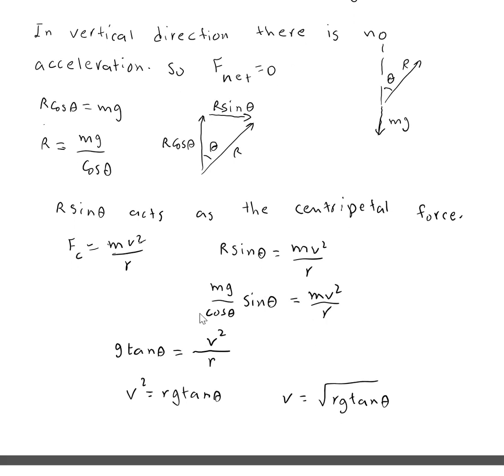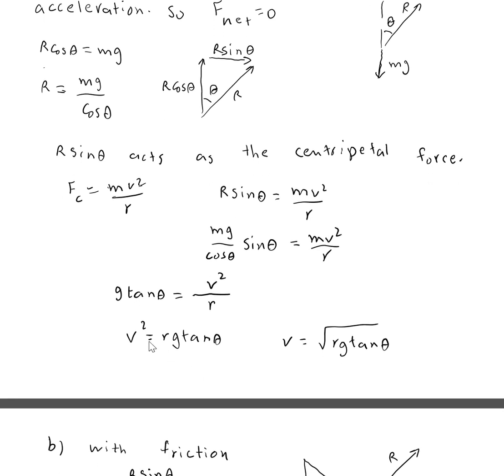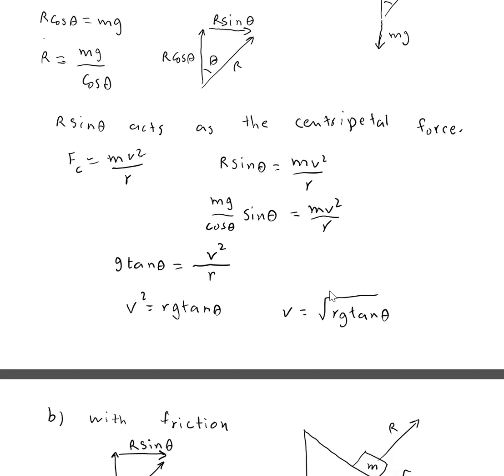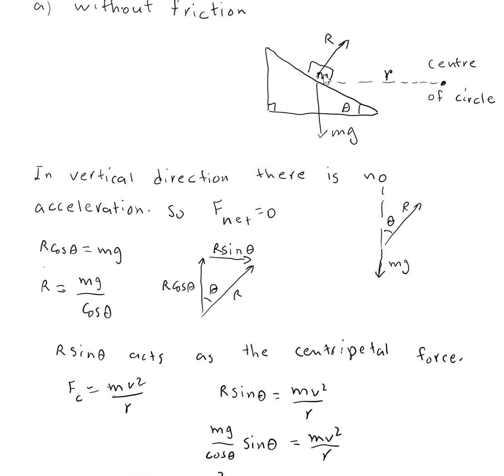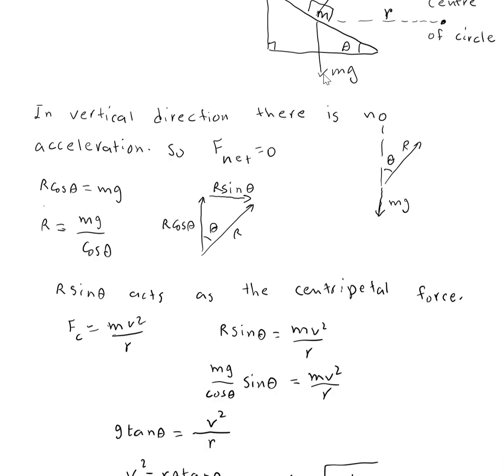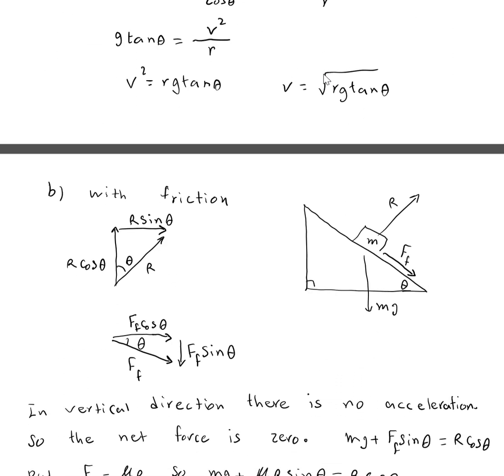Sin on cos is tan, so we get g tan theta is equal to v squared on r after cancelling m's from both sides. And that gives us v squared is equal to rg tan theta, and v is equal to the square root of rg tan theta. That is the maximum velocity at which this object can negotiate the turn without slipping.